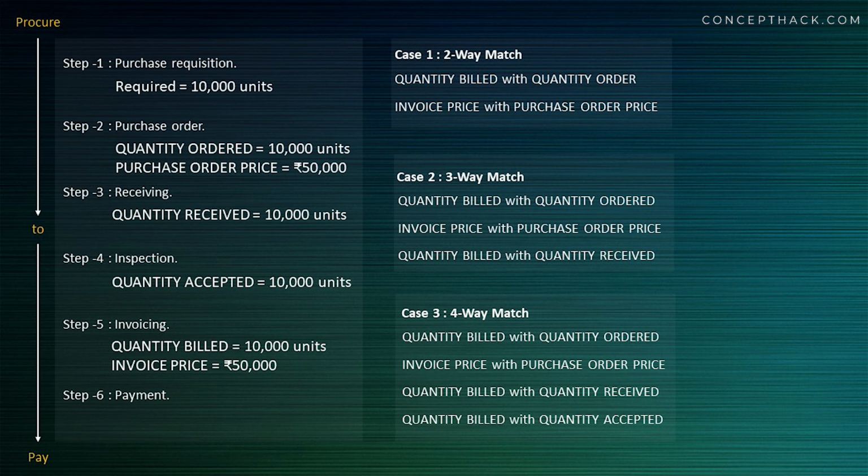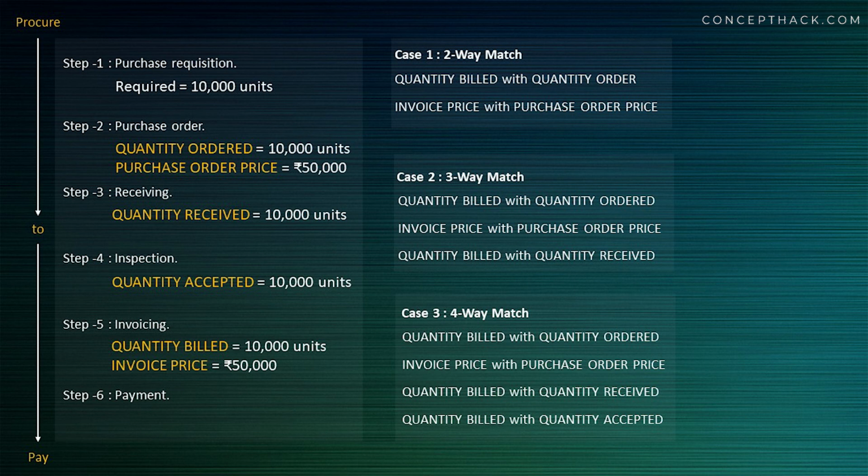In this case, we shall compare quantity billed with quantity ordered, invoice price with purchase order price, quantity billed with quantity received, and quantity billed with quantity accepted. Again, the first three are exactly the same as three-way matching. The additional matching criterion here is quantity billed with quantity accepted. Quantity billed will come from the invoice, whereas quantity accepted will come from the acceptance document which was sent by the inspection and quality department to the accounts payable department.